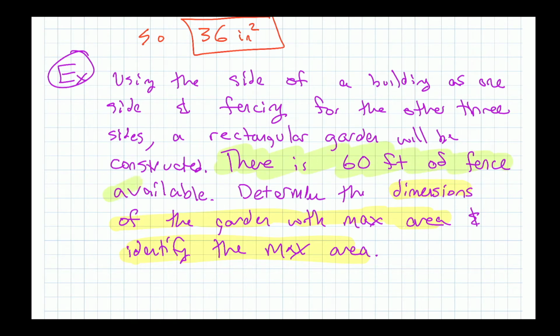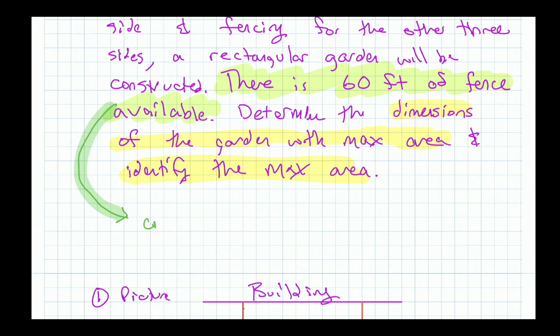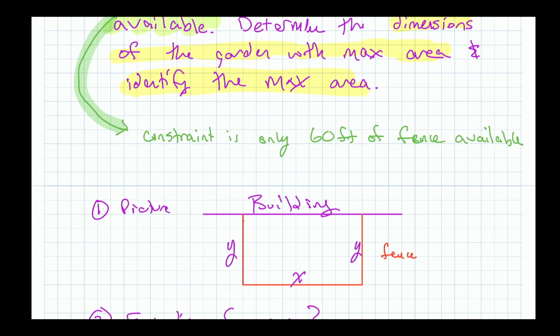There is 60 feet of fence available. You can't make the fence as big as you want because you only have 60 feet. You only have 60 feet of fence, and that is a constraint. So the constraint is only 60 feet of fence available. That's our limitation in building this.